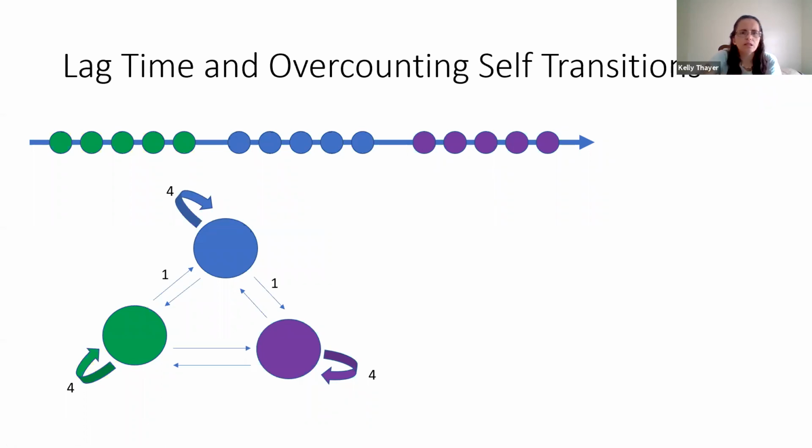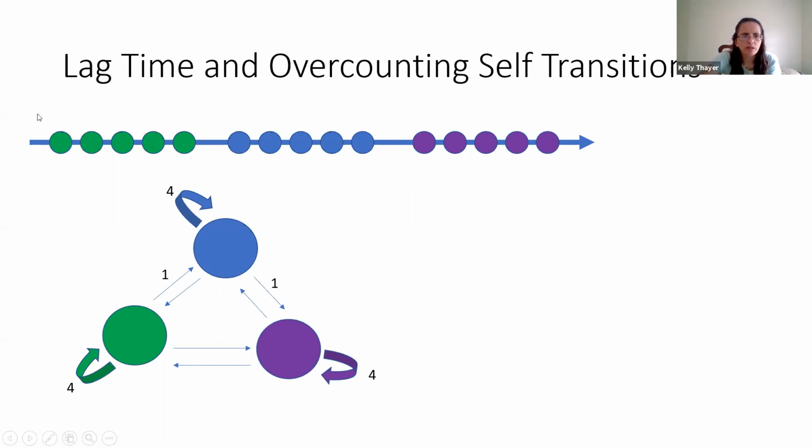So let's consider the lag time and the problem with overcounting and the self-transitions. Suppose we have a molecular dynamics simulation. This is a very simplified version, and these are representative of sampling the conformation of a protein over the simulation. We have only 15 states, and I've left space in between them not to indicate a different time, but just to separate them visually.